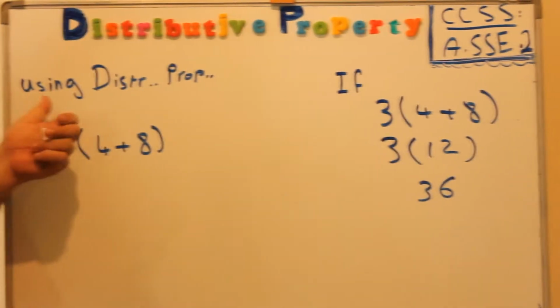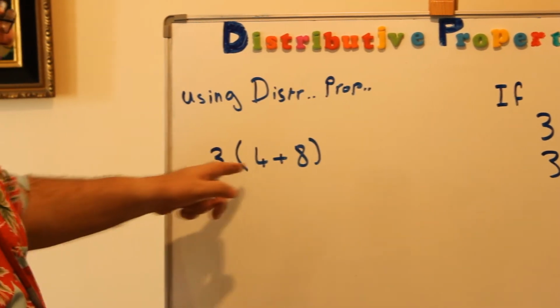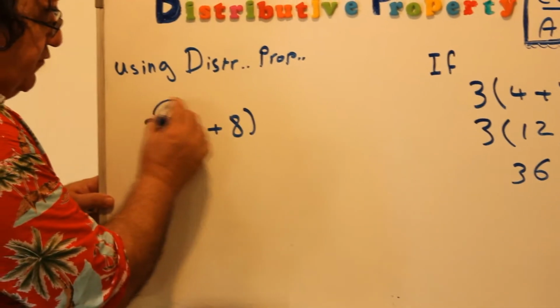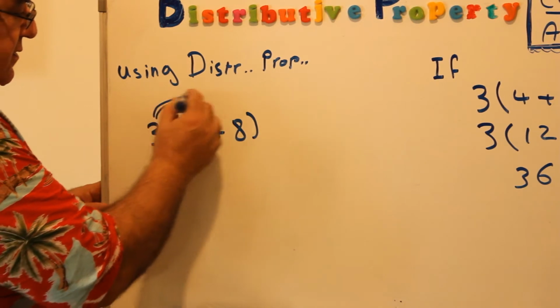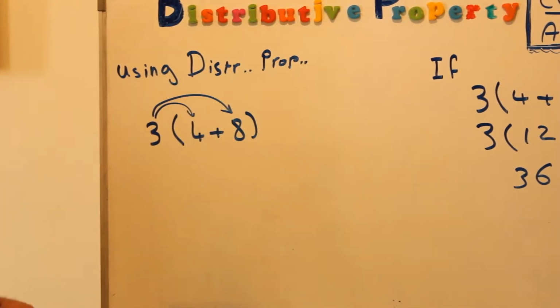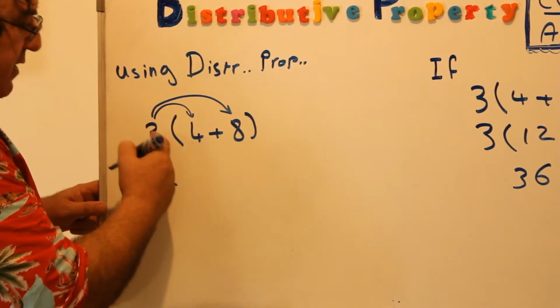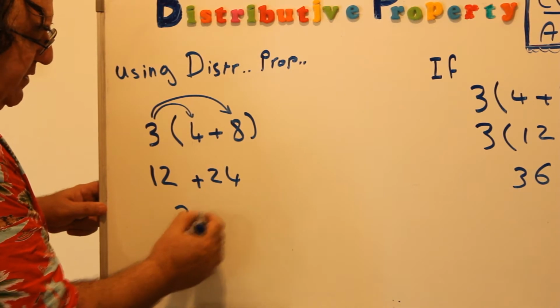Using the distributive property is different. Suppose you have 3 into 4 plus 8, we don't add it. We distribute the 3 to the 4, multiply it with that, then again plus 3 times 8. So we say 3 times 4 is 12, and 3 times 8 is 24, and if you add them, you get 36.